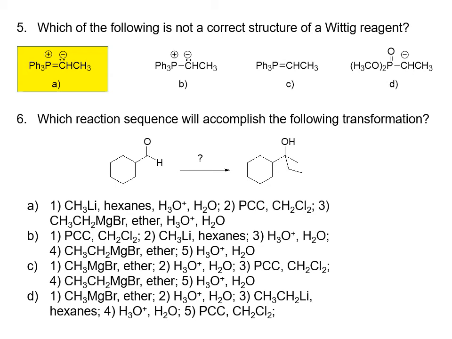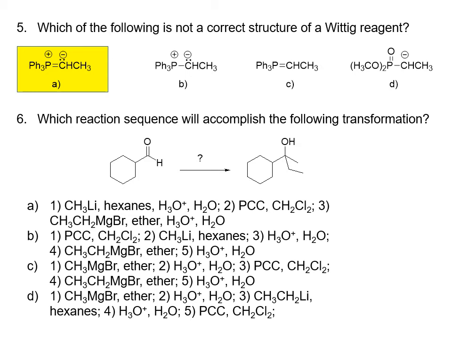That looks correct. Methyl magnesium bromide, upon addition to this aldehyde, cyclohexane carbaldehyde, would give corresponding secondary alkoxide, which upon protonation would give secondary alcohol. And then PCC oxidation would convert that alcohol to a ketone. And then addition of ethyl magnesium bromide followed by acidic workup gives the product. Desired product listed here. So C appears to be correct answer.